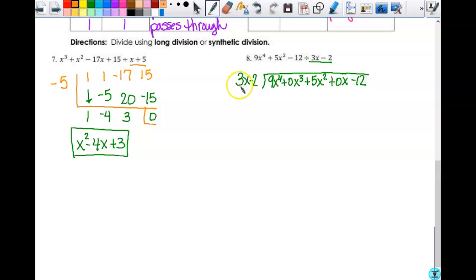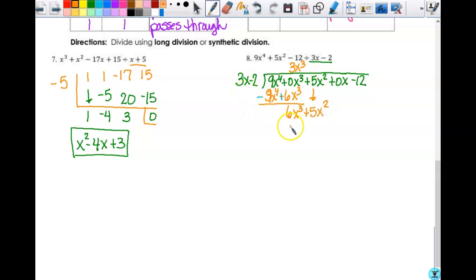So 3x goes into 9x to the 4th, 3x cubed times. So this gives me 3x to the 4th minus 6x cubed. Go in here, change my signs. So, oh, shoot. 3 times 3 is 9, not 3. That should be a 9. So those should zero out, and then I get a 6x cubed here. Bring this down, plus 5x squared.